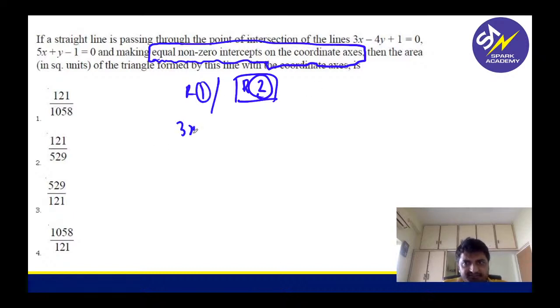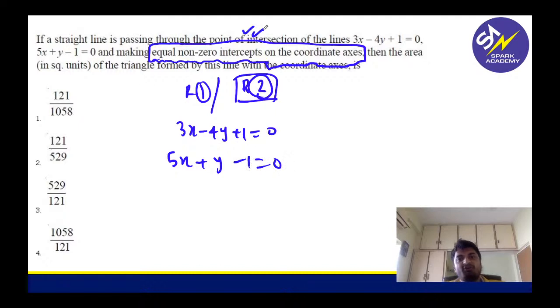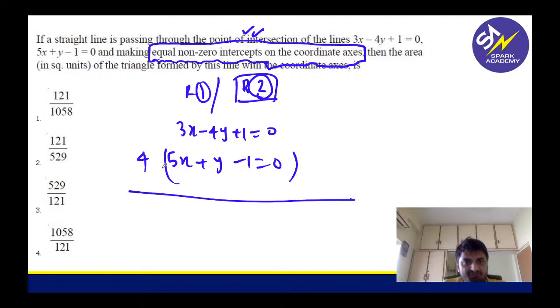So what is given? 3x minus 4y plus 1 equal to 0. 5x plus y minus 1 equal to 0. A straight line passing through the point of intersection. So let's find the point of intersection for all it's worth. So if you subtract, what am I getting? 20 minus 3 is minus 17x. This is 4y plus 4y. Okay, we are adding, right? Since we are adding here, because you already have a negative sign, I am just adding it up.